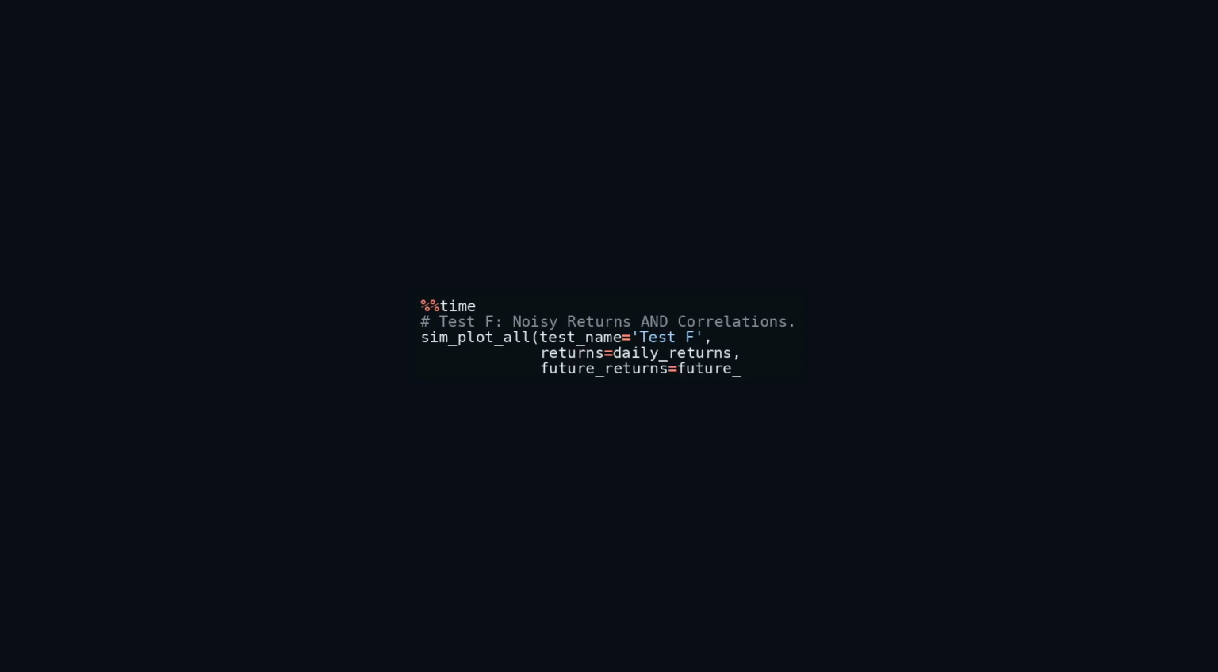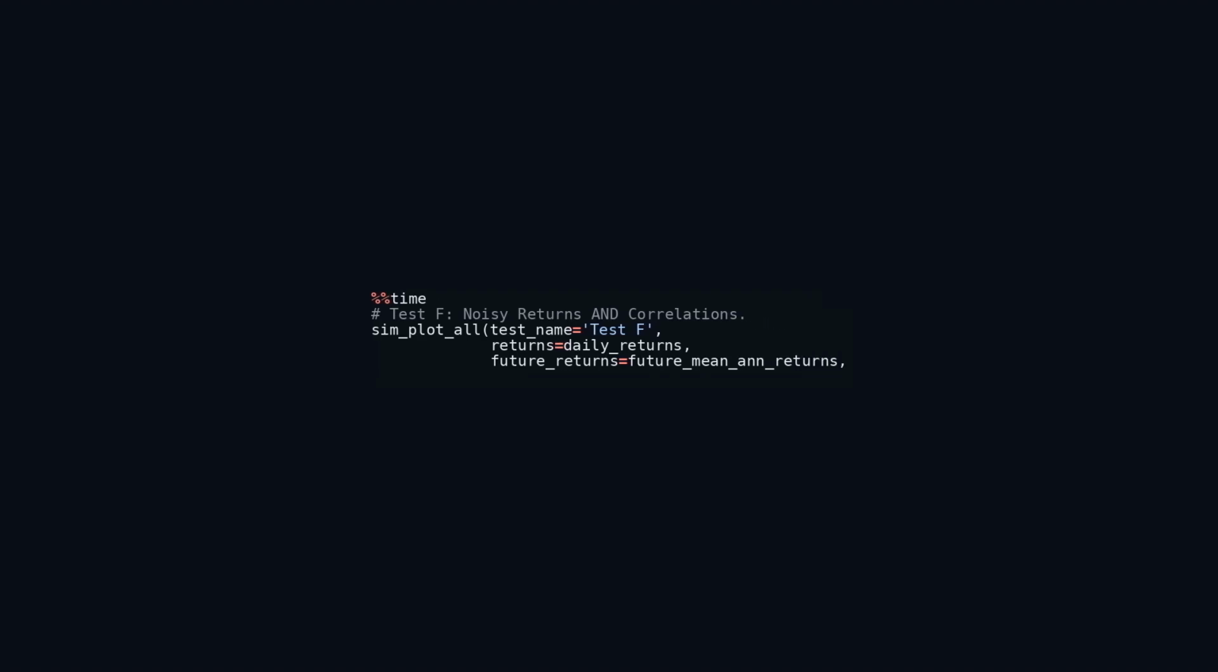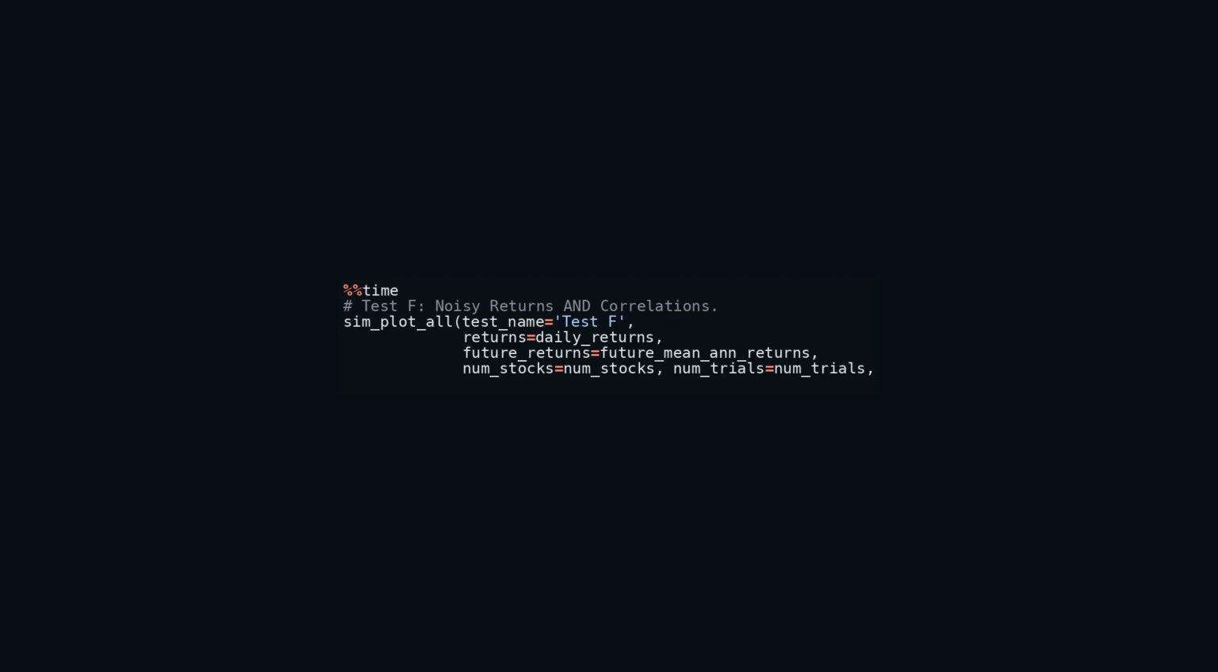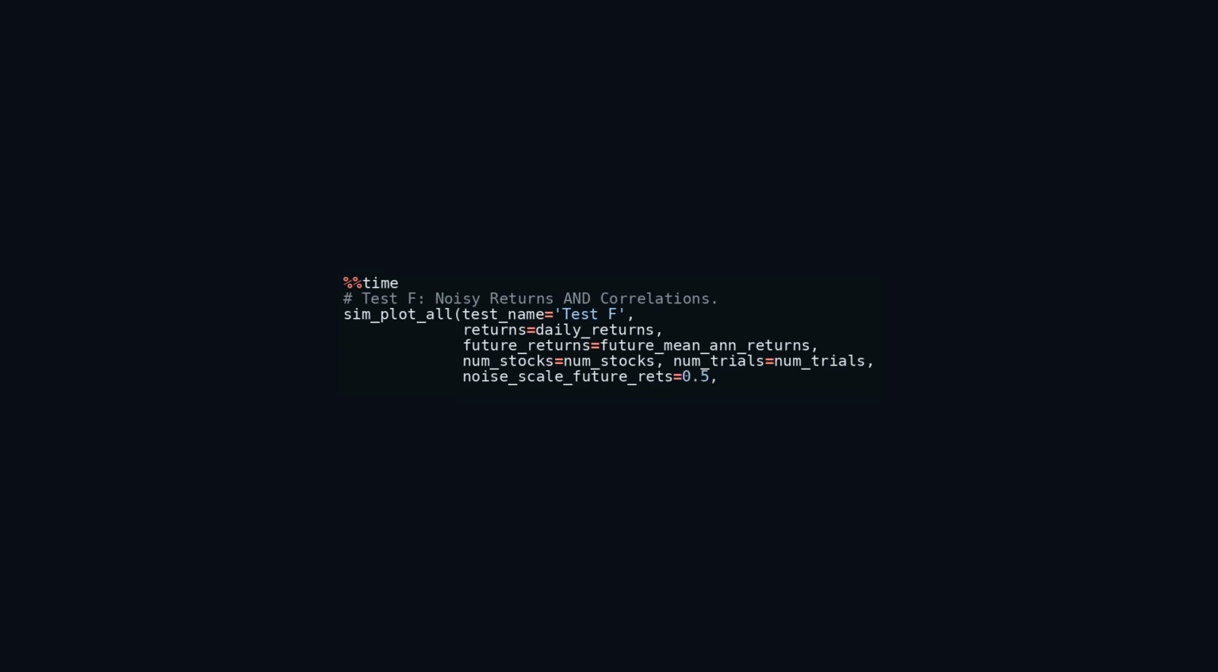The objective of this code is to perform a specific test, labeled test F, focusing on noisy returns and correlations within a financial context. It seems to be part of a larger analysis or simulation that might be aimed at predicting future returns or optimizing a portfolio. By running multiple trials with different parameters, the code assesses the impact of noise in the returns and correlations on the simulation's outcomes. Such an analysis can provide valuable insights into the robustness of financial models and strategies when subjected to uncertain or noisy conditions.